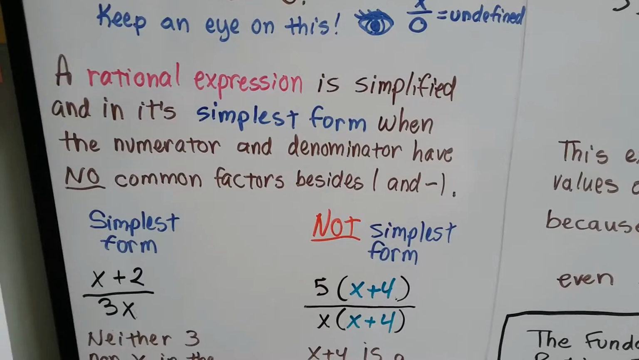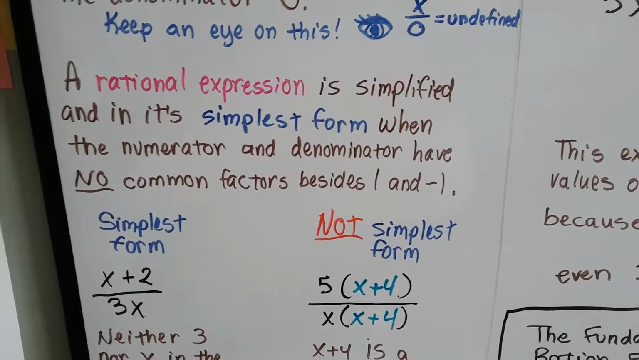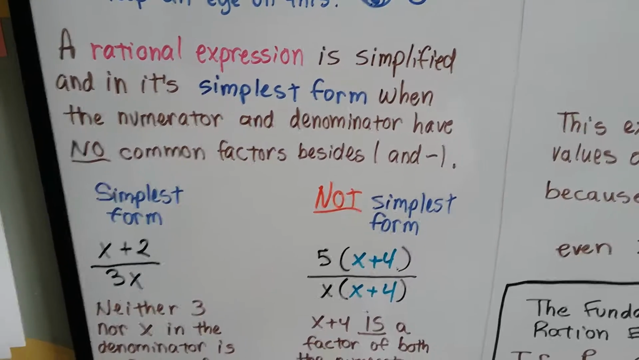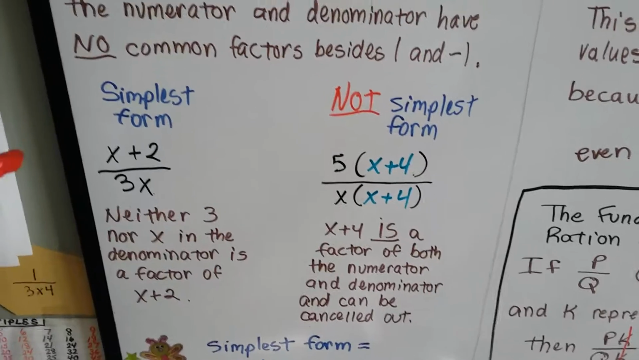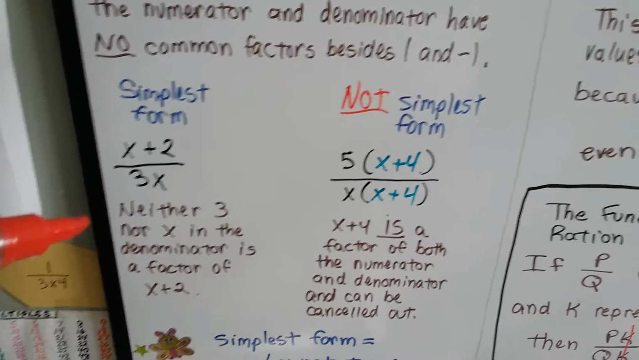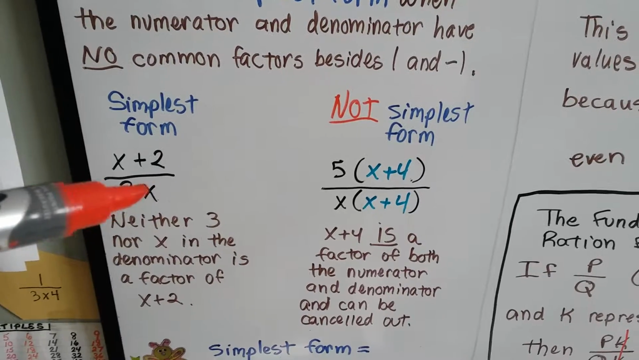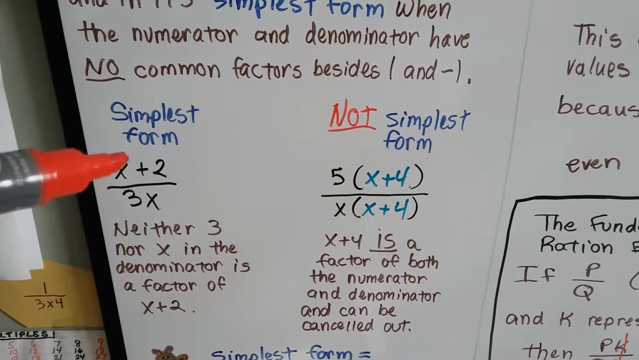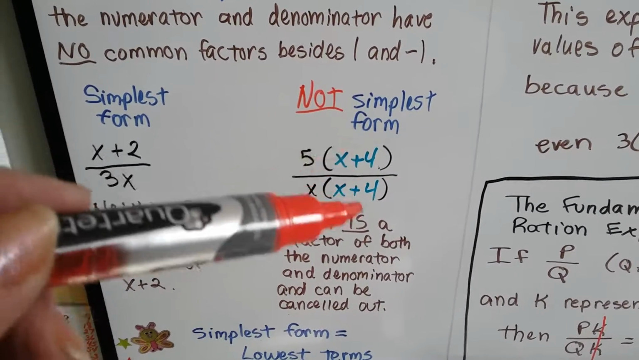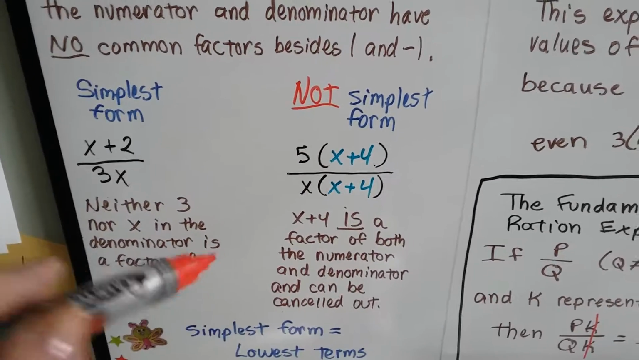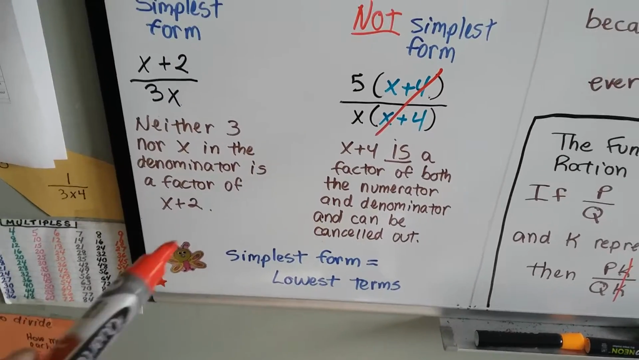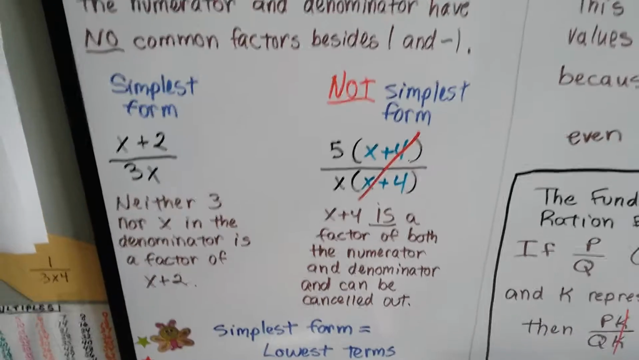A rational expression is simplified and in its simplest form when the numerator and denominator have no common factors besides 1 and -1. So look at these two. This one is in its simplest form, and this one's not in its simplest form. Neither the 3 nor the x in this denominator is a factor of x plus 2. And in this one, it's not in its simplest form because the x plus 4 is a factor of both the numerator and denominator. We can cancel those out, couldn't we? We can just go like that and cancel them out. So simplest form means lowest form, okay?